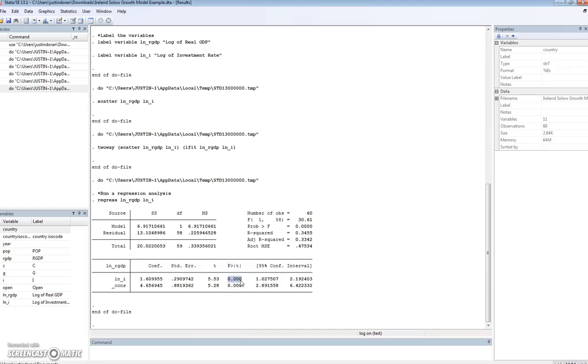In this case, we can see that for both of our coefficients, ln I, the log of investment rate, and our constant, the p-value is less than 0.1, 0.05, and 0.01, as both p-values are actually 0. The null hypothesis in the case of a t-test is that the variable equals 0, or that the coefficient of the variable equals 0. So essentially that the coefficient for the log of the investment rate is equal to 0, and that the constant is equal to 0.